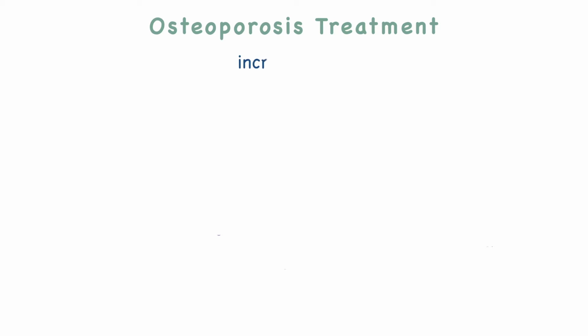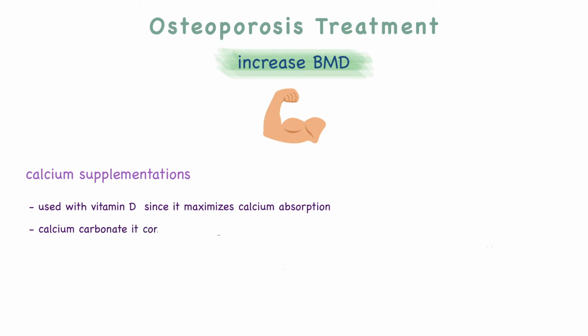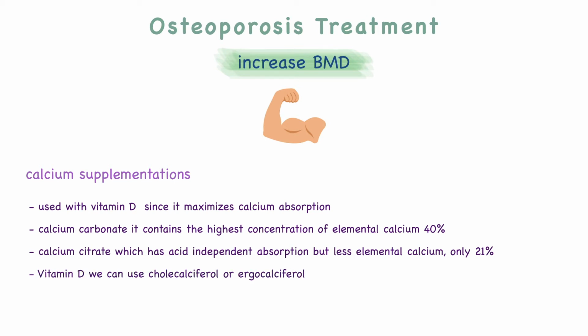We need to increase the bone mineral density, so we can give calcium supplementation, which should be given with vitamin D since it can maximize calcium absorption. We have calcium carbonate, which contains the highest concentration of elemental calcium at 40%, but should be taken with food since it needs an acidic environment to increase absorption. Then we have calcium citrate, which has acid-independent absorption but less elemental calcium, only 21%. For vitamin D, we can use cholecalciferol or ergocalciferol.